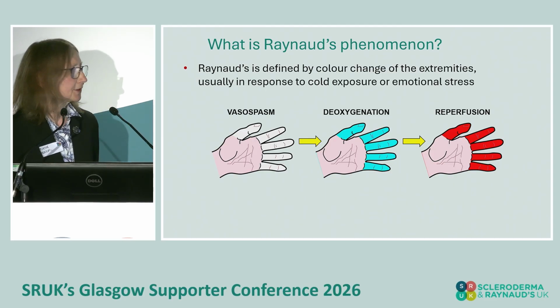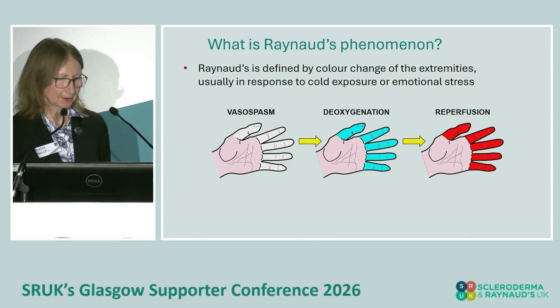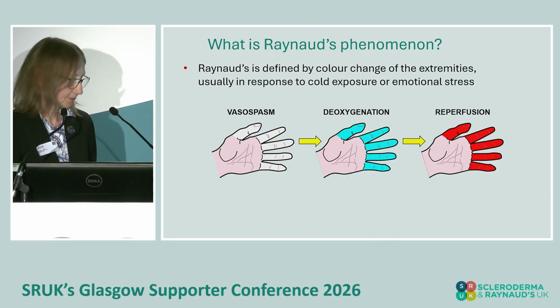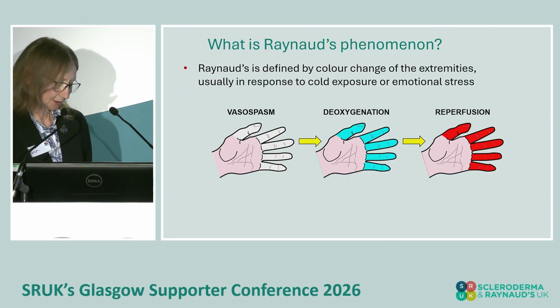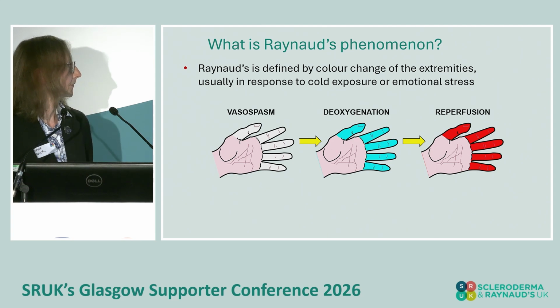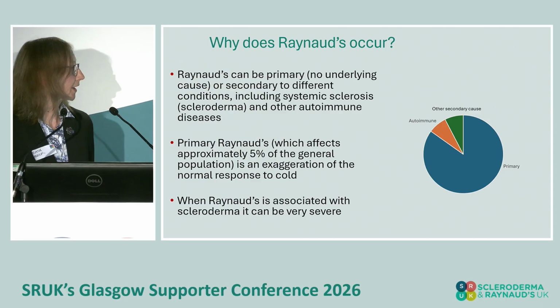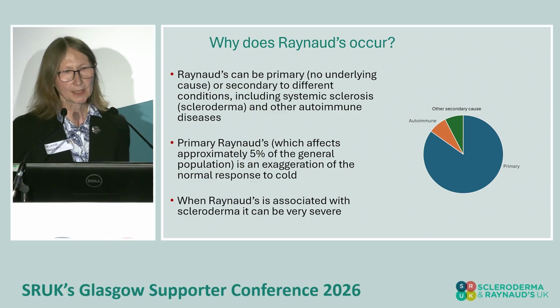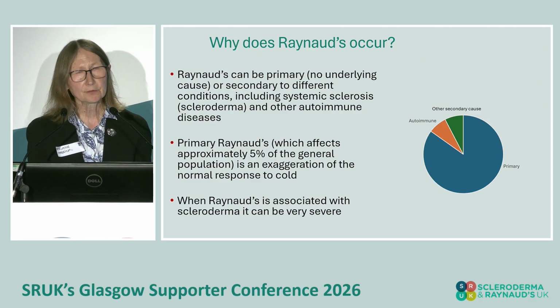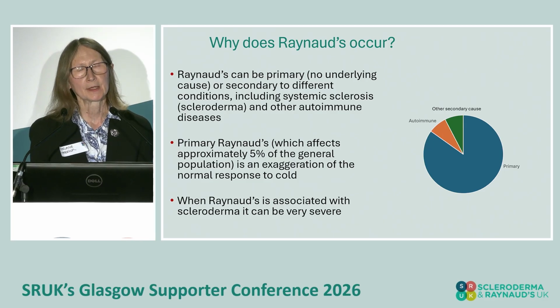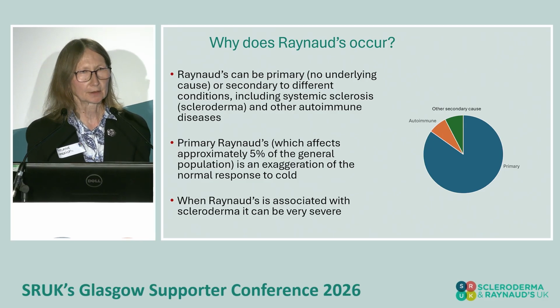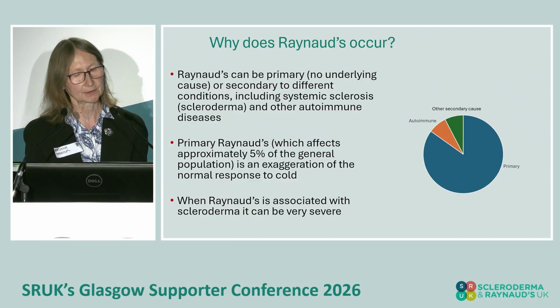And not everyone experiences all these three phases. They might just experience two phases, but the classic triphasic colour response is as shown. And it's usually in response to cold exposure or to emotional stress. And why do people get Raynaud's? Well, Raynaud's can be what we call primary, and that means that there is no underlying cause for the Raynaud's. It's not associated with anything.